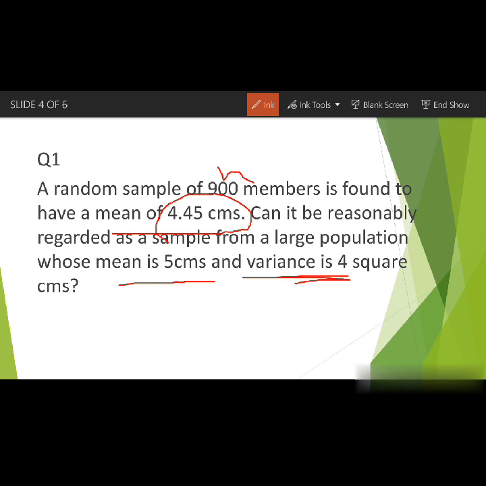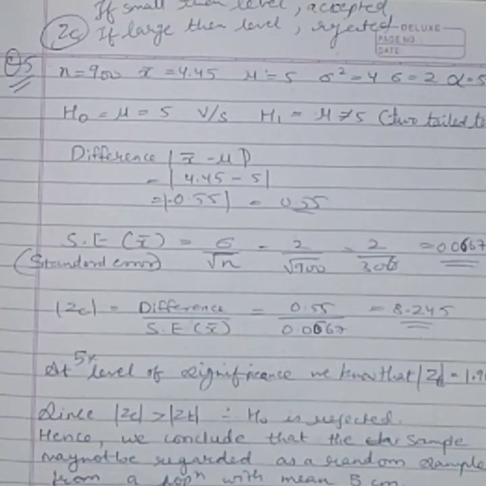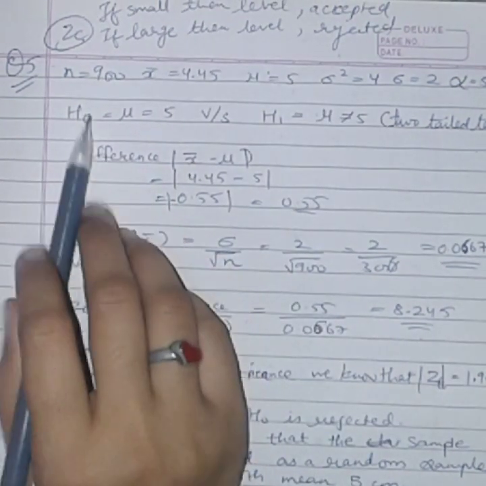So we have to find what is x bar and what is mu from the sums. Here it asks whether it can be reasonably regarded that the sample is from the population. So significantly we only have to find out whether the sample is from the population or not. So it is a two-tailed test. Now let's check the solution of the sum.